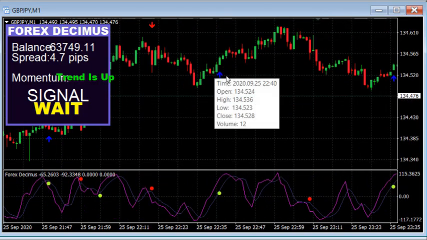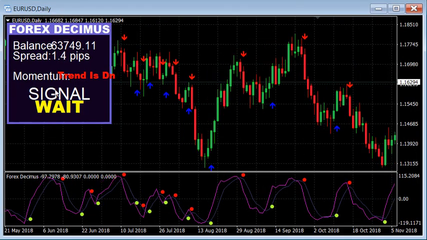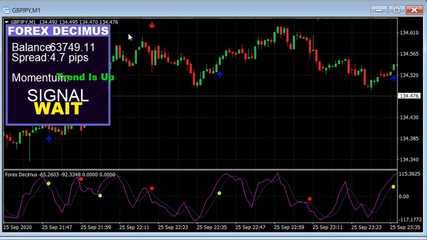But here's the thing. You're not supposed to take every signal that comes along. They tell you when the trend is up. They tell you when the trend is down. In fact, I think the 1 hour or the daily that we were just looking at a minute ago might have actually said trend is down. Yes, it did. It said trend is down right there. So it'll tell you trend is down, or it will tell you that the trend is up.